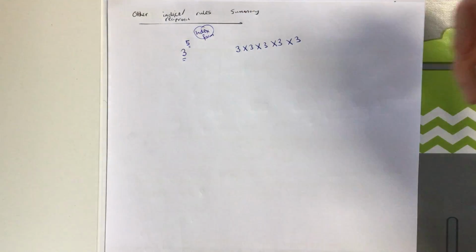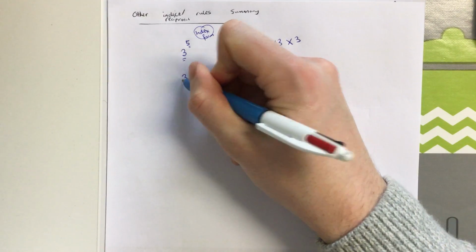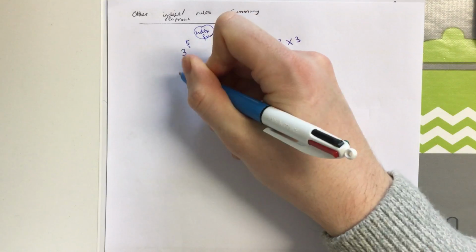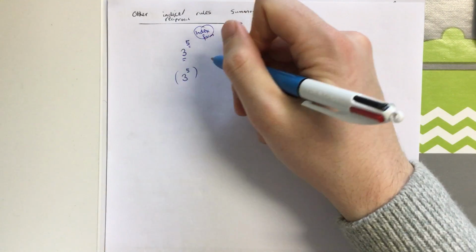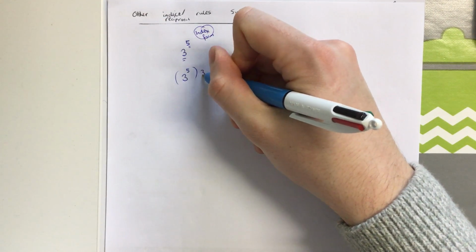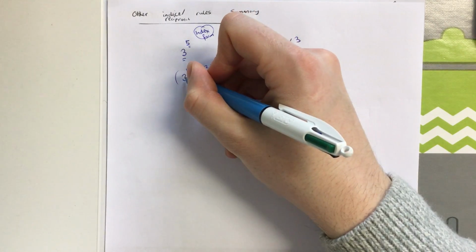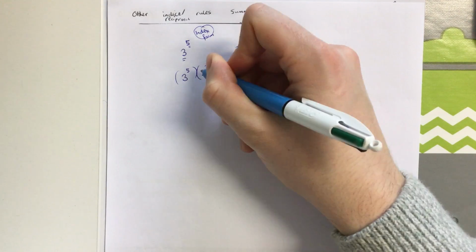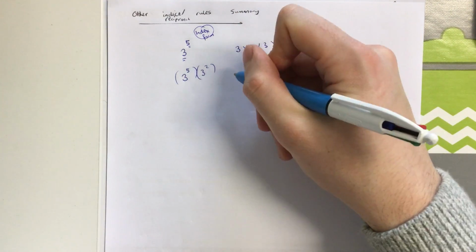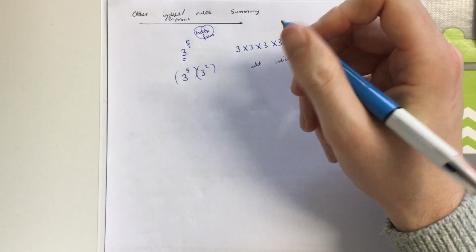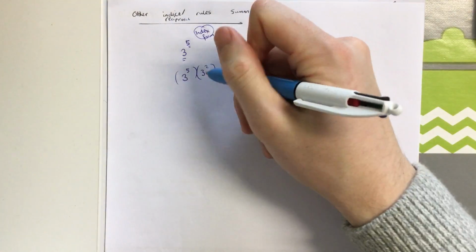One of the rules we encountered on the previous page is when you multiply 3 to the power of 5 by 3 to the power of 2. When you have a base number and an indice, and a base number and an indice, and you're multiplying them, you add the indices.